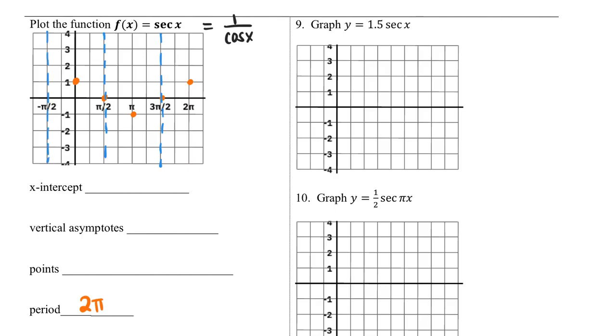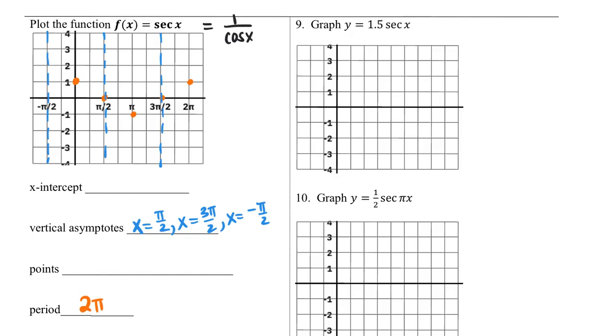Okay, if they ask me for the vertical asymptotes, I can see that there's one at pi over 2. I can see there's one at 3 pi over 2. I can see there's one at negative pi over 2. There is an infinite number of asymptotes. There's one at 23 pi over 2. So if it asks you to list some asymptotes, you list whichever ones you would like.